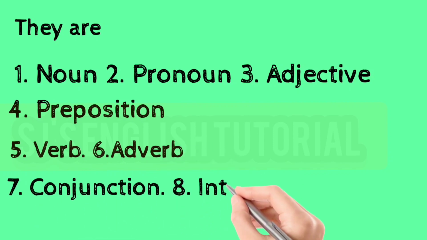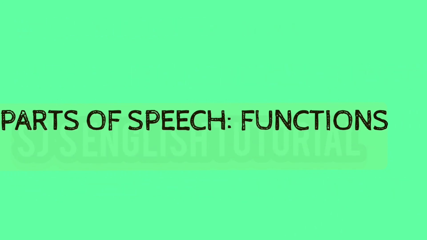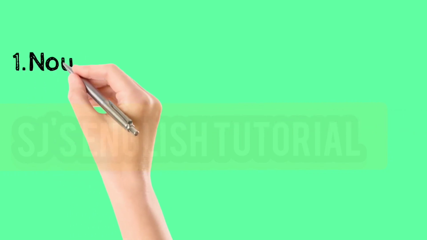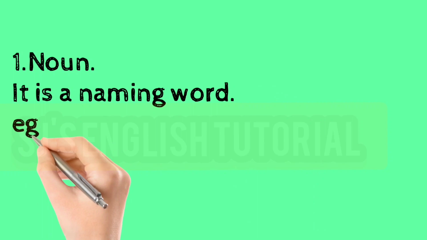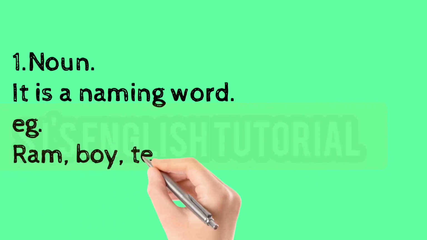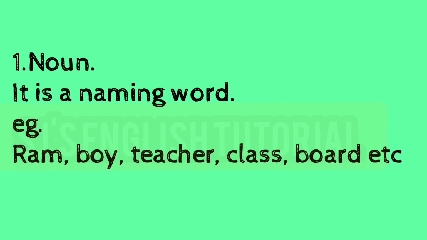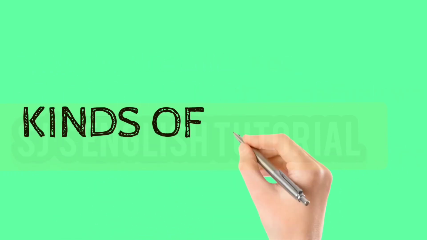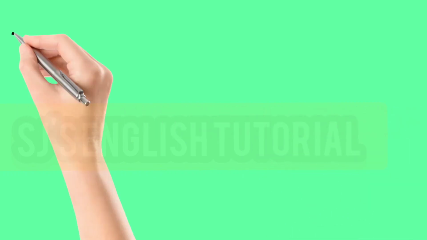Now let's discuss the various functions of these parts of speech. First of all, we'll learn what is a noun and its types. What is a noun? Noun is a naming word. It is a name of anything. All the names are called as nouns. Ram, boy, teacher, class, board, etc. are nouns. As I told you, nouns are the names of different persons, places, things, groups, materials, feelings, etc.